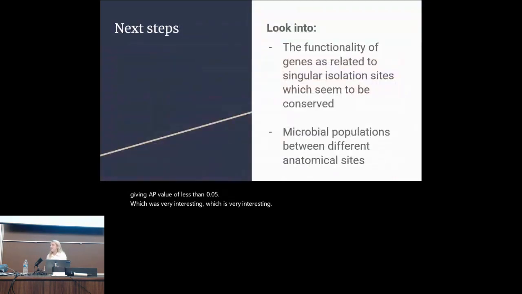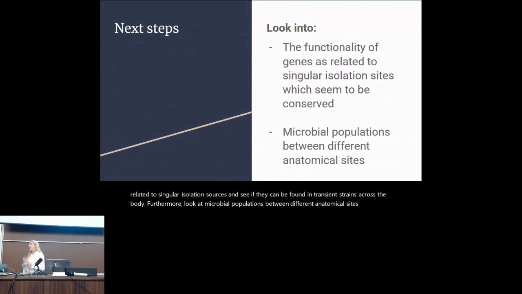So the next steps of this whole study are to look at the functionality of these genes as they're related to singular isolation sources and see if they can be found in transient strains across the body. Furthermore, look at microbial populations between different anatomical sites, meaning not only looking at S. epidermidis strains, but more of the populations that make up these diverse microbiomes.